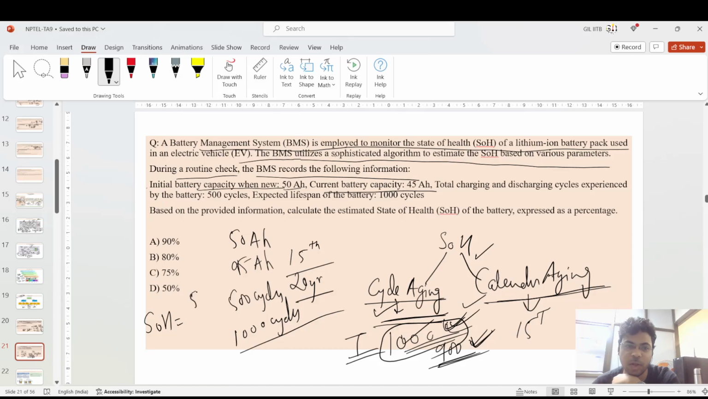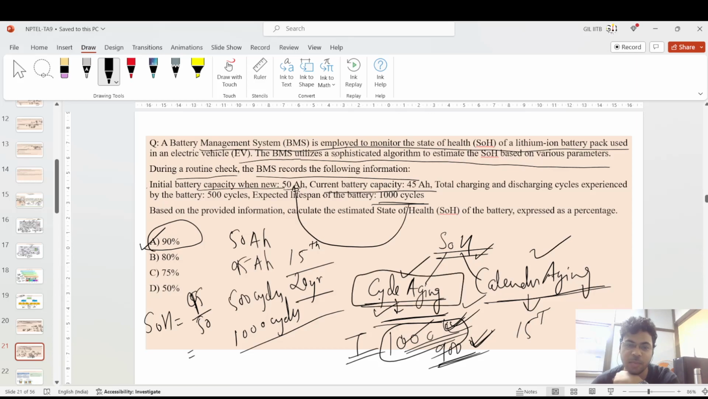Okay, that's fine, but the catch here is if you use the SOH formula, that is the ampere-hour based formula, that I already told you, 45 by 50 is equal to, let me calculate, 45 divided by 50 equal to 90%. Okay, 90%. So that is the same formula which I have used, and that is actually true, because here we are not considering the life cycle, because the life cycle is inherently taken into the capacity fade.